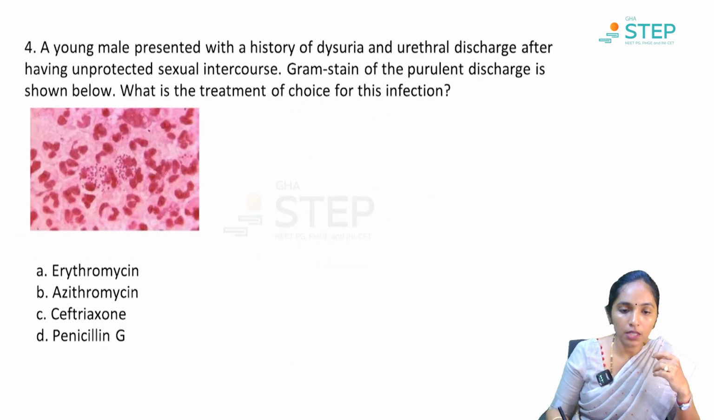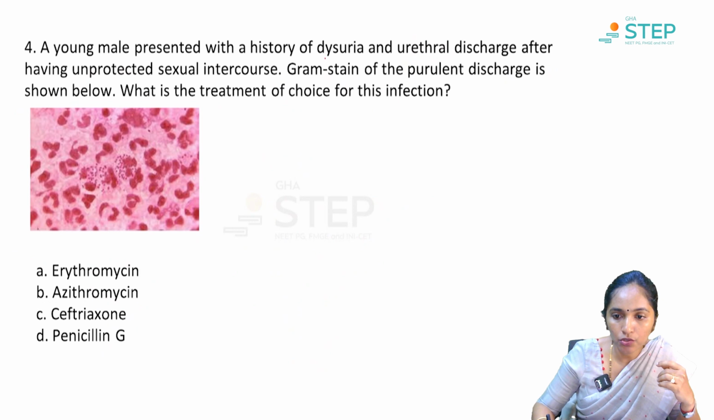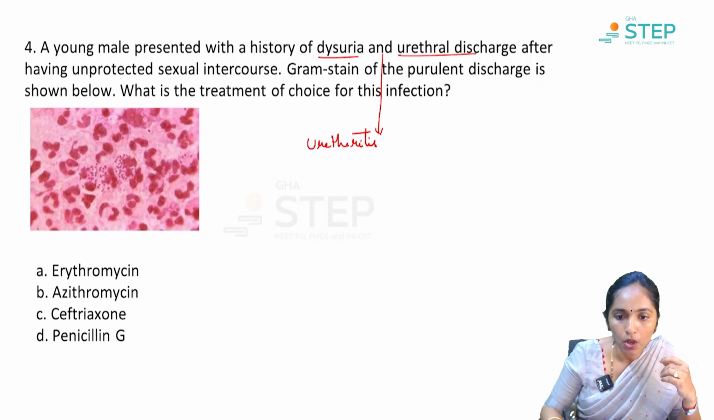So moving on to the next question, a young male presented with a history of dysuria and urethral discharge. Dysuria plus urethral discharge, the diagnosis, you see urethritis. The patient is presenting with urethritis, and a gram stain of the purulent discharge is shown below. What is the treatment choice for this infection?